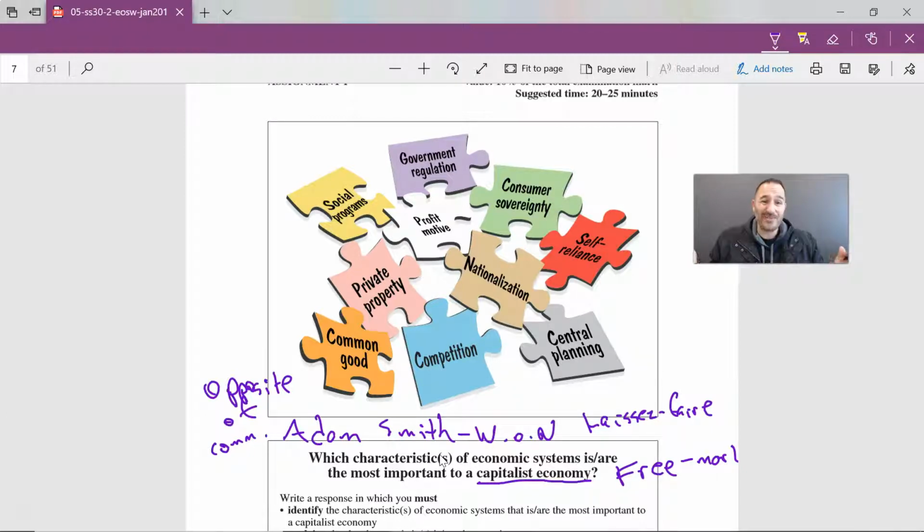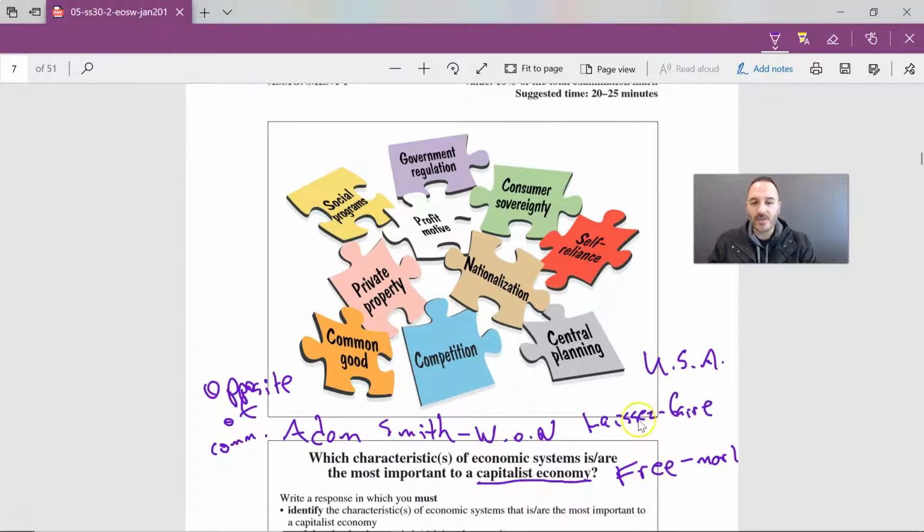Okay, do we have any examples maybe of any great capitalist economies in the world? Well, yeah, I would argue like the United States of America is probably the best example of a capitalist economy. Okay, now we've identified what the topic is.